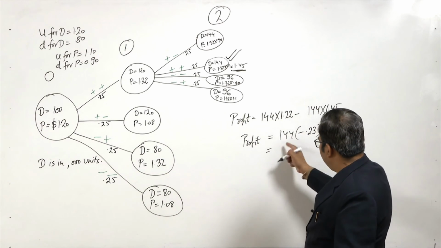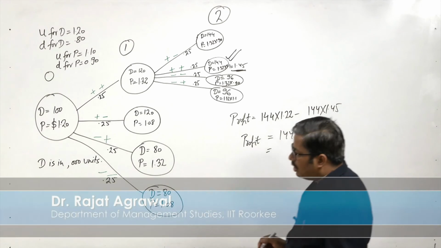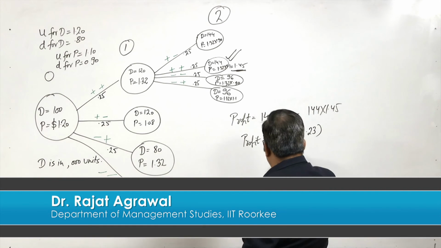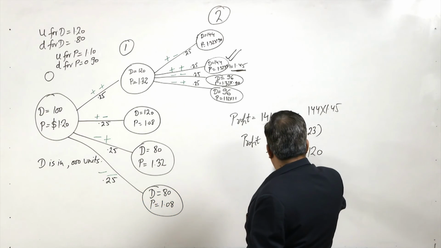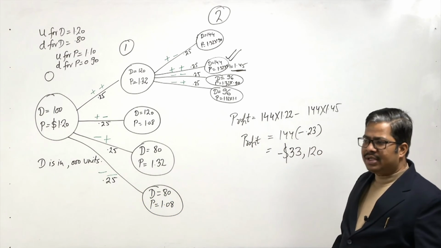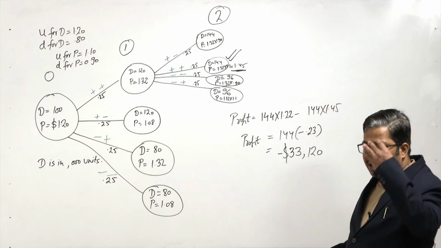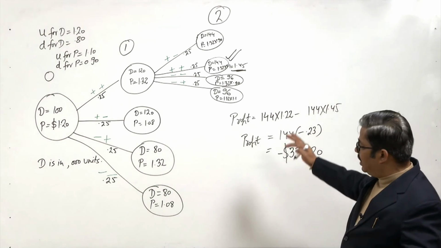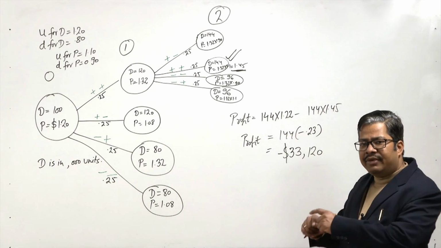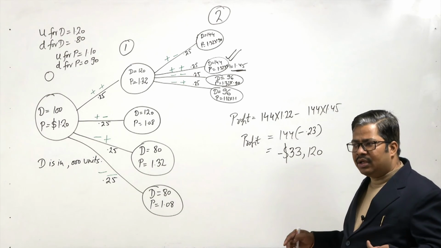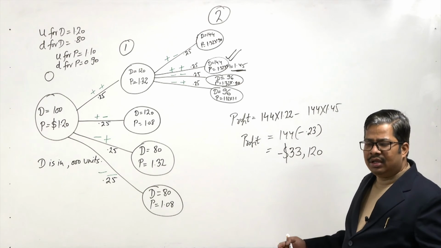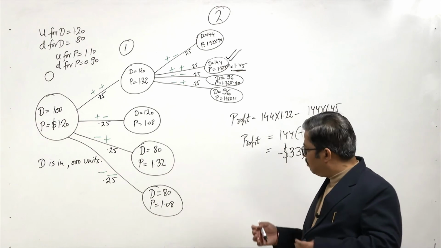So, this multiplication yields me $33,120. So, it is a loss. It is a loss. So, I will evaluate all possibilities of such, and we'll develop a tabular kind of arrangement, and then we'll see which option is better.